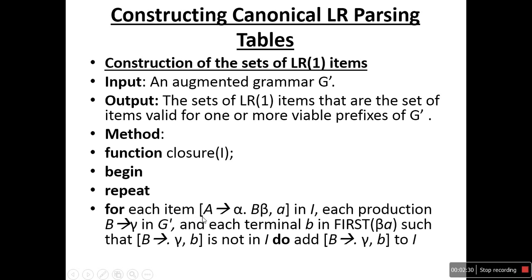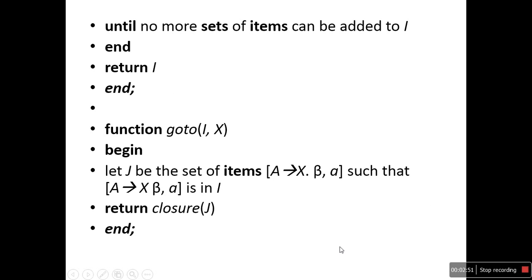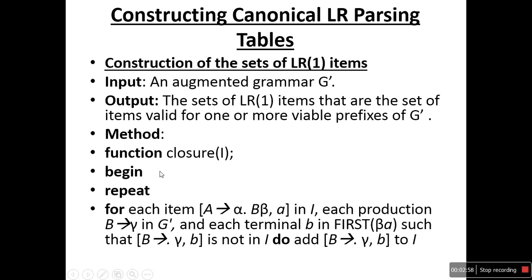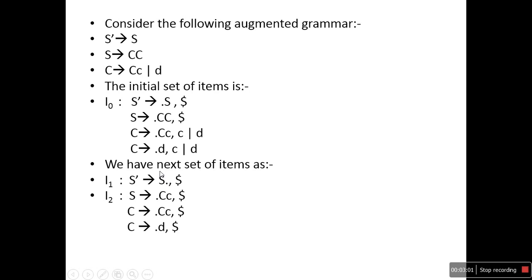Here we see that for each item A → α·Bβ, a in I, for each production B → γ in G', and each terminal b in FIRST(βa) such that B → ·γ, b is not in I, we add it. This is a procedure you can see; you have to repeat these steps. Method, function, begin, repeat. Now I will explain with the following example.